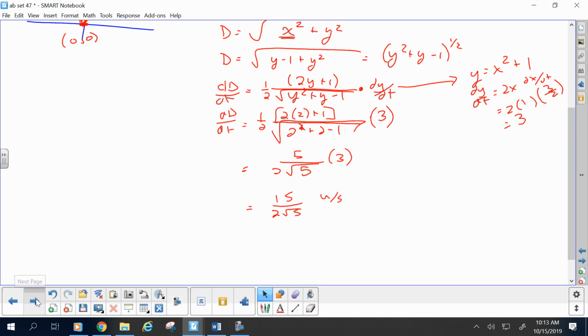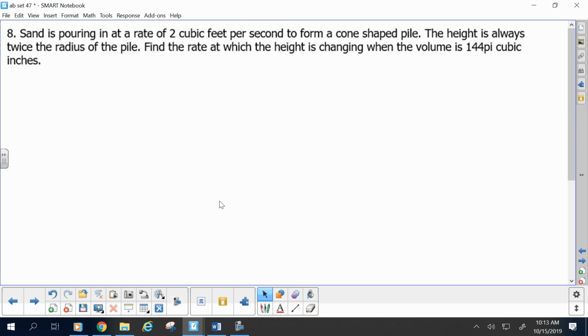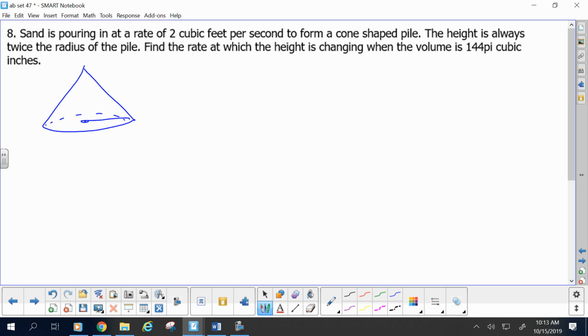Okay? Next one. Okay, sand is pouring in at a rate of, cone-shaped pile. Okay? You have the radius and the height. What are you given? When it's pouring in at a rate of 2 cubic feet per second, what are you given?